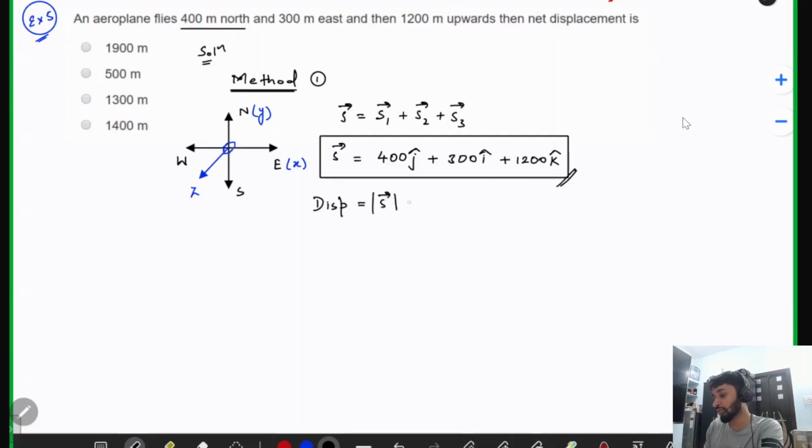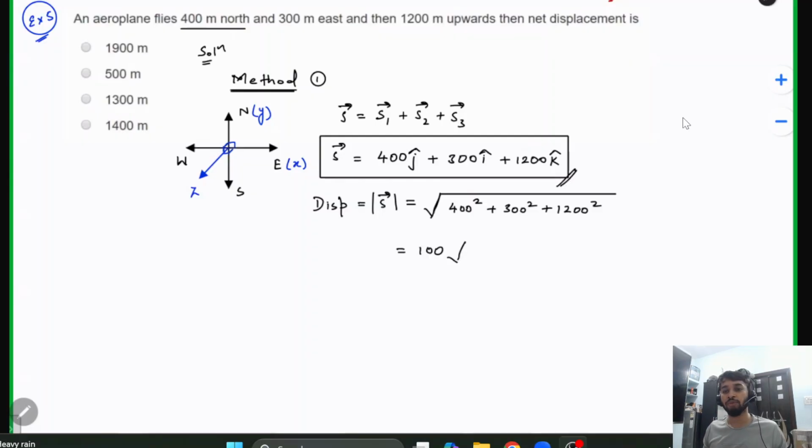So the magnitude of the displacement vector will come out equal to under root of. If you have any vector, its magnitude is under root of i cap component square plus j cap component square plus k cap component square, like that, or you can start with the j cap component square also, not an issue. So 400 square plus 300 square plus 1200 square. Okay, so if you take 100 square as common, then 100 will come out.